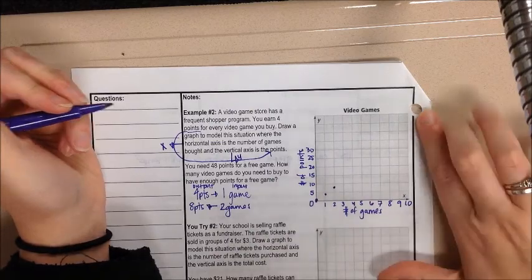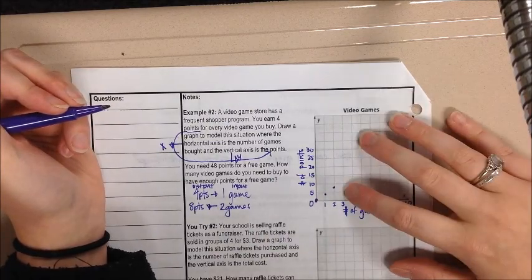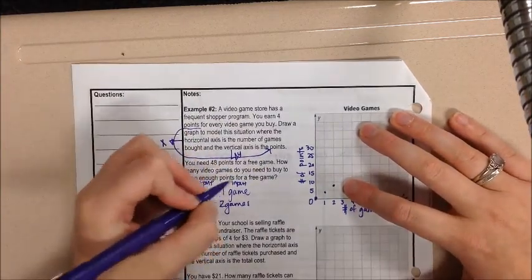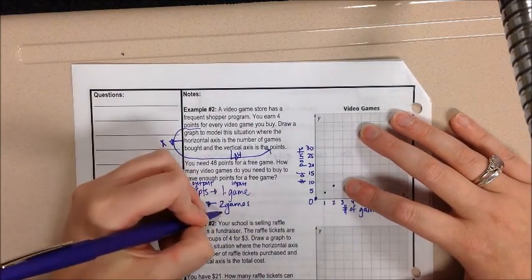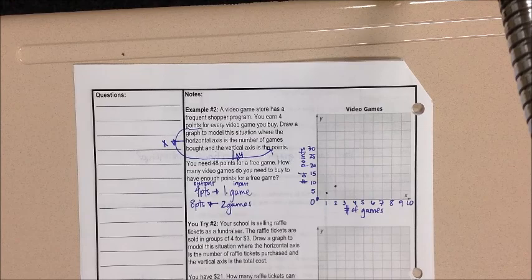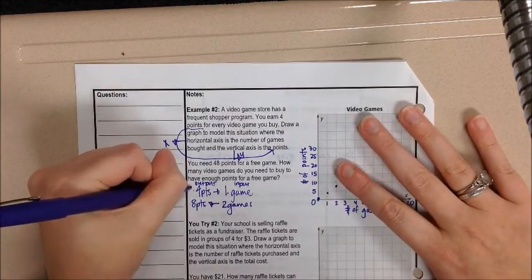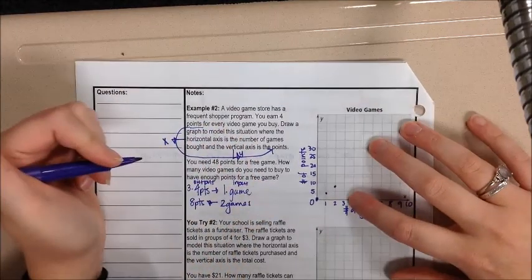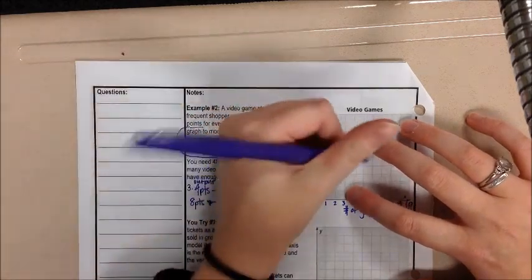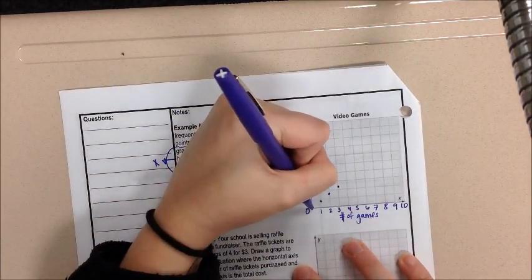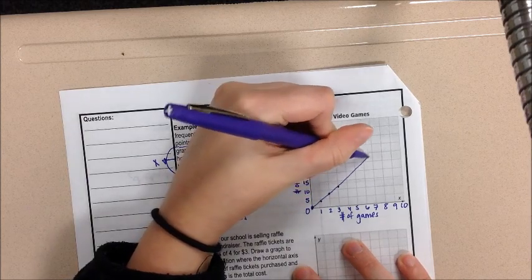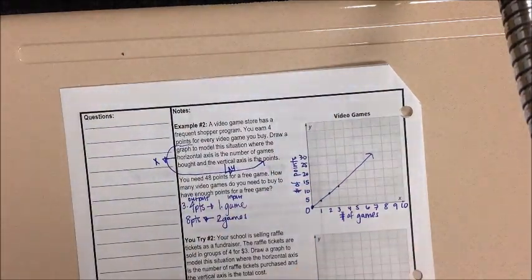and it should be making a line. Okay, 3 games, well, if it's 4 points for 1 game, I'm going to multiply the points by 3. So 3 times 4 is 12, so I'm just a little bit above 10 now. I'm going to stop there. I don't really need to keep going. Okay, so there's my line, my graph.